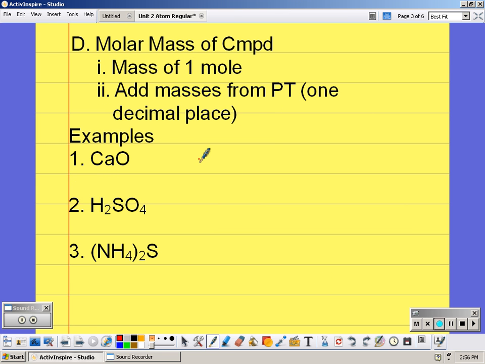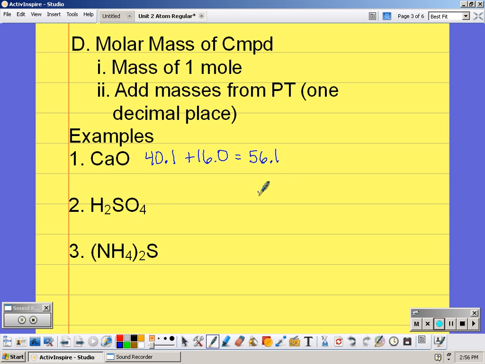If we have a compound, then we have more than 1 type of atom. We simply add the masses together. So if we look on the periodic table, calcium has a molar mass of 40.1. Oxygen has a molar mass of 16, so that would equal 56.1 grams per mole.